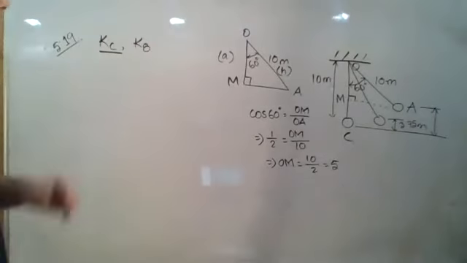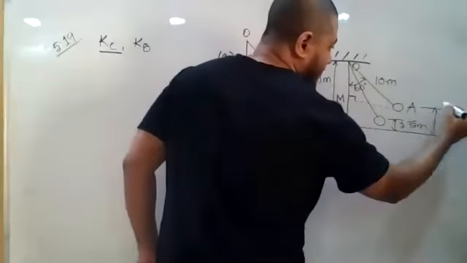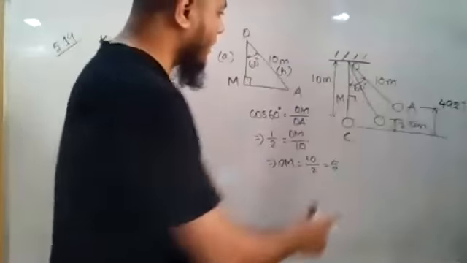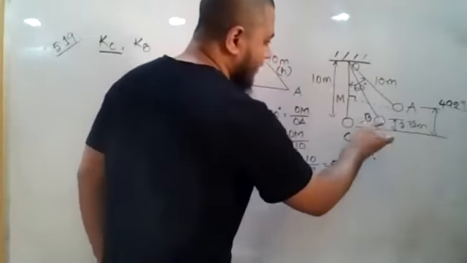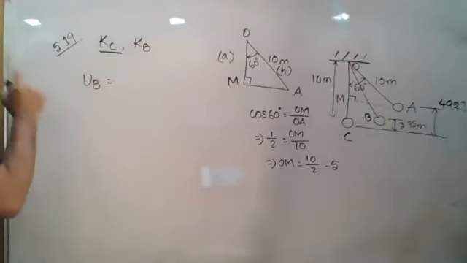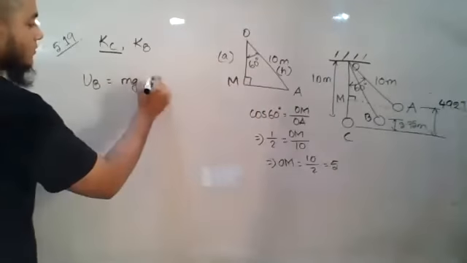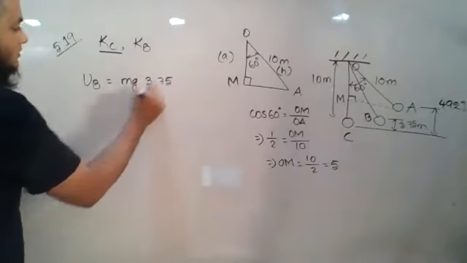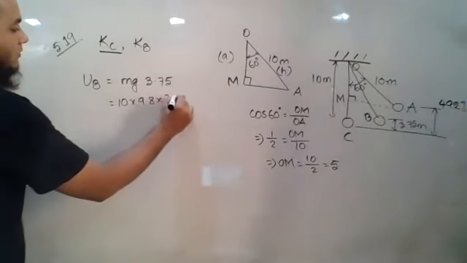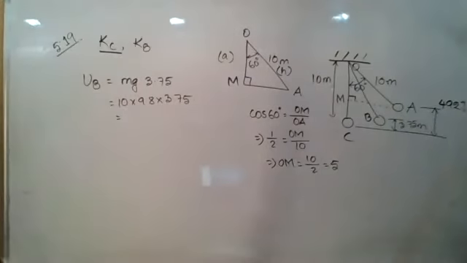Okay, now we got to know the potential energy over here is 492 joule. If I want, I can calculate the potential energy at point B also, right? Let us calculate the potential energy at point B. It will be mg, and the height from the equilibrium level is 3.75, as you can see. So 10 into 9.8 into 3.75. Somebody get ready with calculator and do the calculation and let me know the answer.